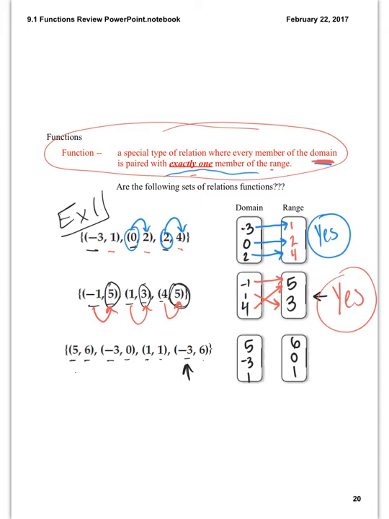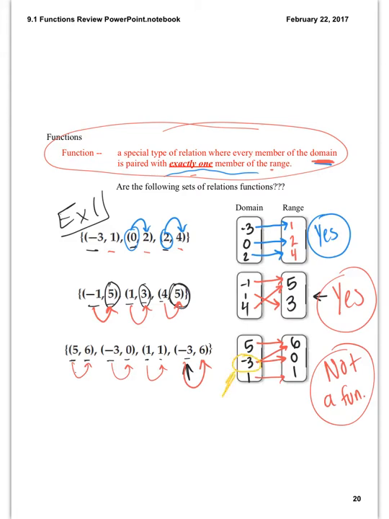Let's go ahead and draw our arrows. 5 goes to 6. -3 goes to 0. 1 goes to 1. But -3 also goes to 6. This is the problem. This is not a function because of this issue right here. -3 is a member of the domain and it is not paired with only one member of the range. See how it is going to 2 separate versions of the range there?